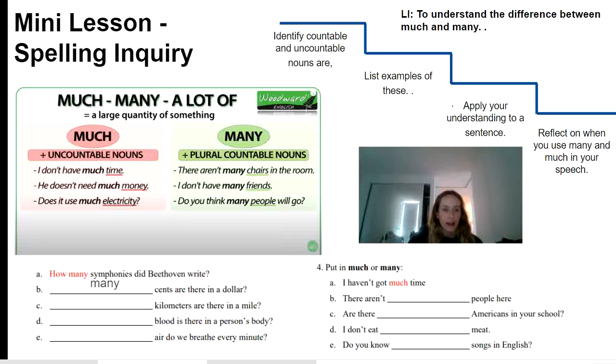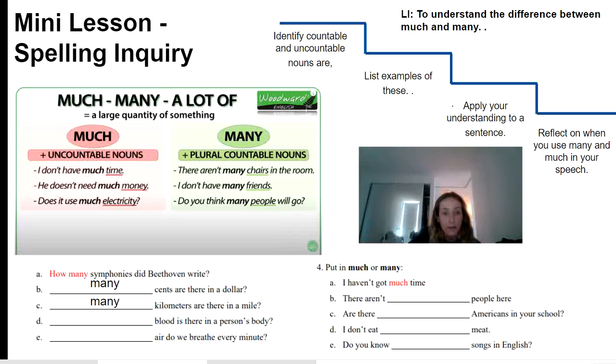We would say, how many cents are there in $1? Okay, because, and don't get confused, money and cents are different things. Cents we can actually count: 1 cent, 2 cents, 5 cents, 10 cents, 15, 20. But money, you can't say 1 money, 2 money, 10 money, 15 money, 20 money. Okay, so how many kilometers are there in a mile? Can you count kilometers? Yes, you can.